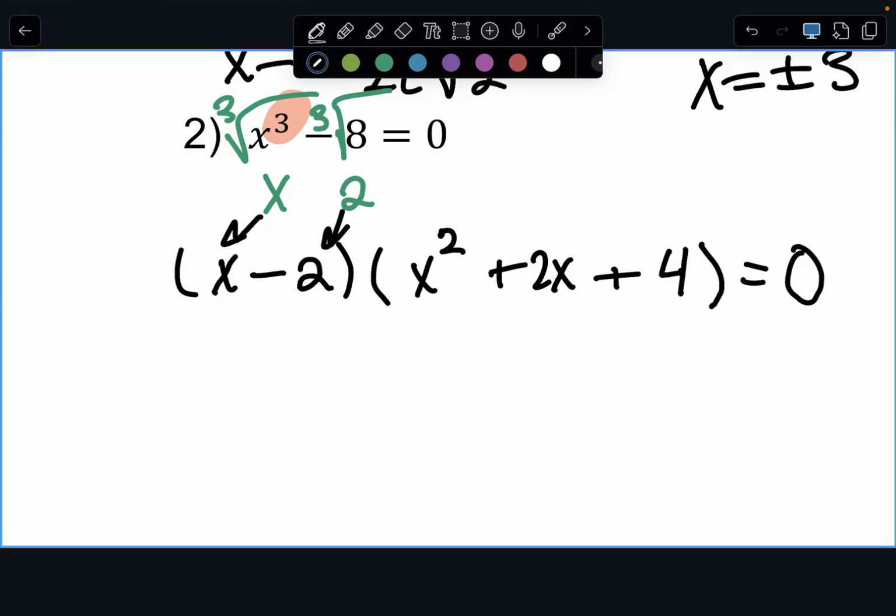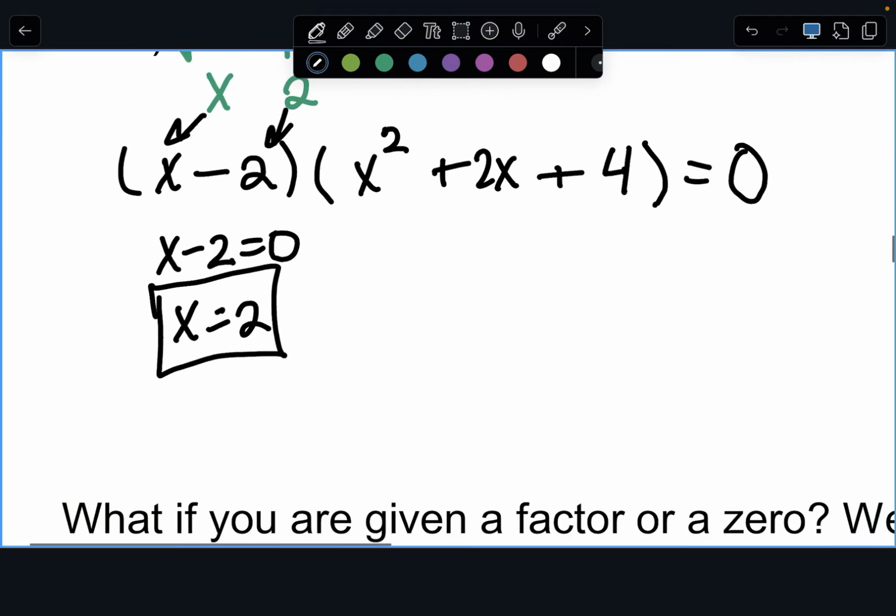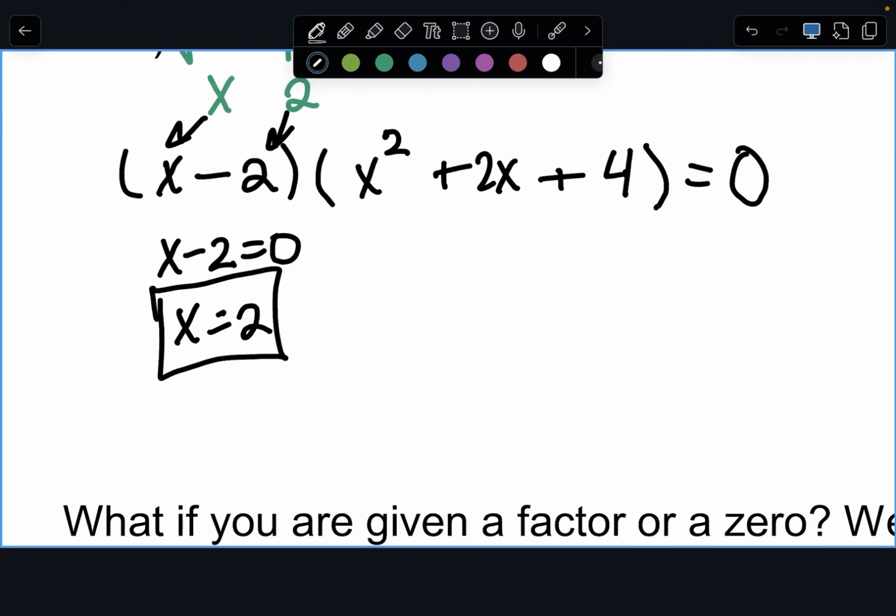Can I continue factoring this? No, why not, Brooke? You're right. Yeah, because I told you this last piece, this trinomial, will never be able to factor. But I still have to set both of these equal to 0. So x minus 2 is equal to 0. There's one of my solutions as positive 2. This one's going to get me my other 2 solutions. X squared plus 2x plus 4 is equal to 0. This is what we did last unit, solving quadratics. We had 4 options last unit. Option 1 was factoring.